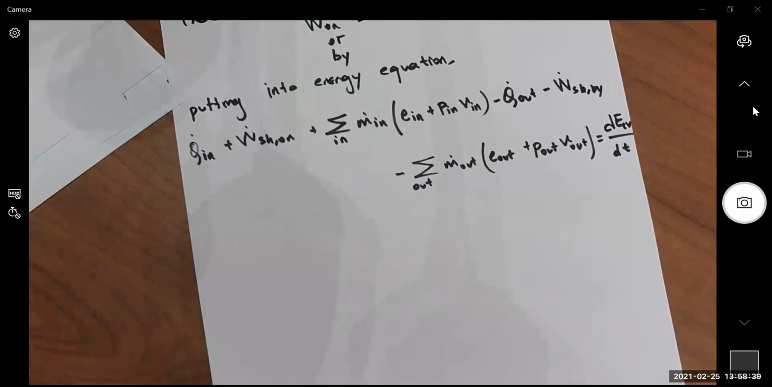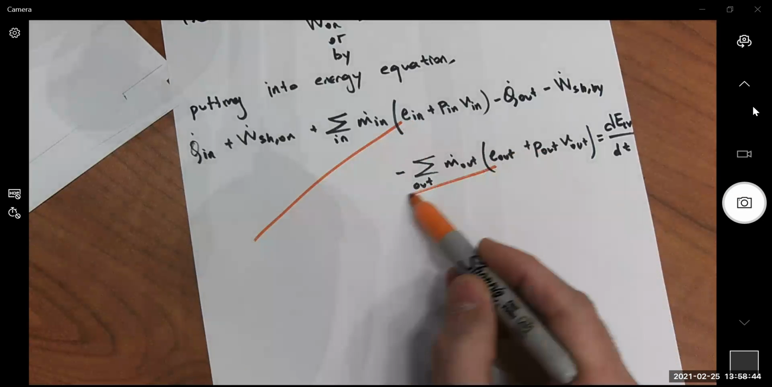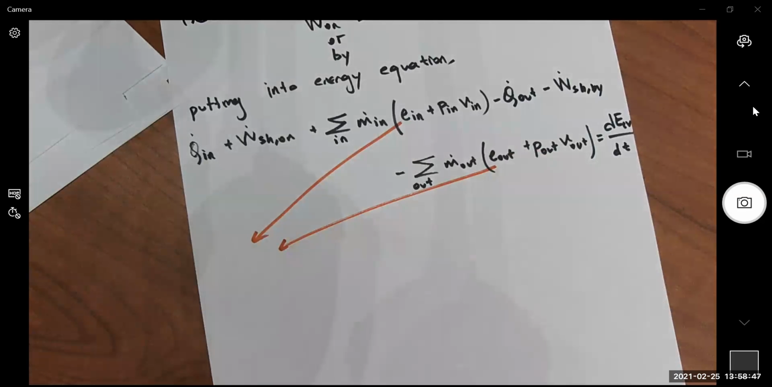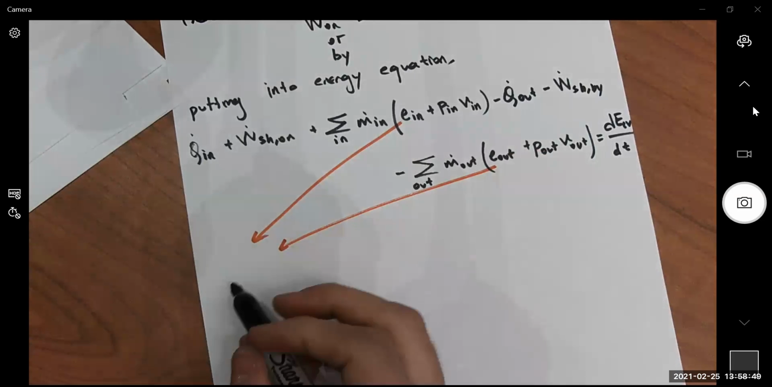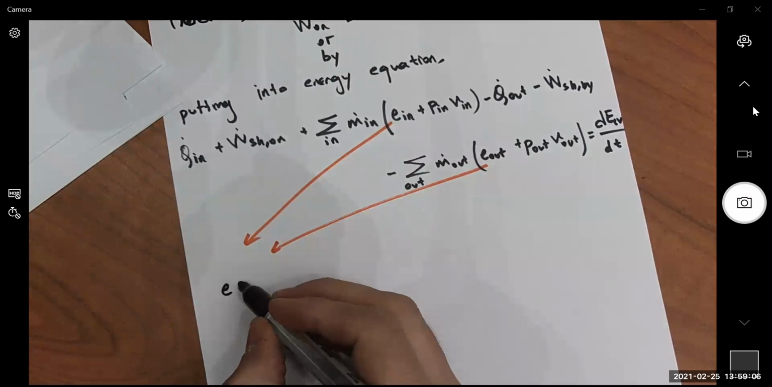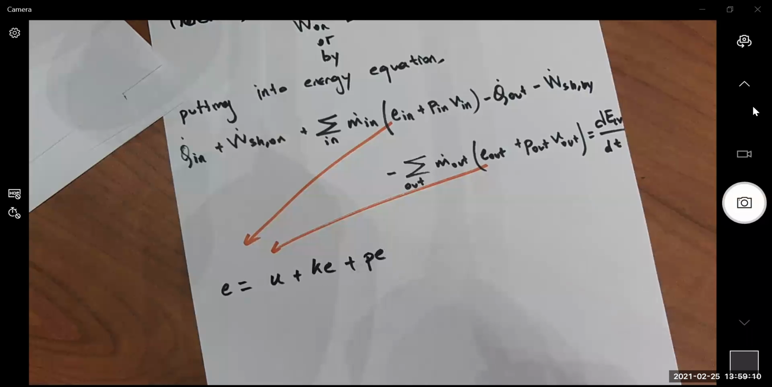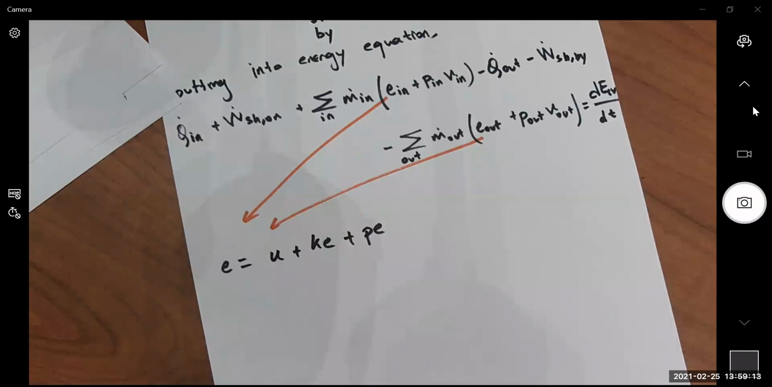So this E, I just call this E, and I have one here. What was it? It's a stored energy. Remember stored energy in the flow system? It's the same stored energy, but in the specific form. It's small e, so it's a specific form. That e is equal, remember, to U plus kinetic energy plus potential energy.